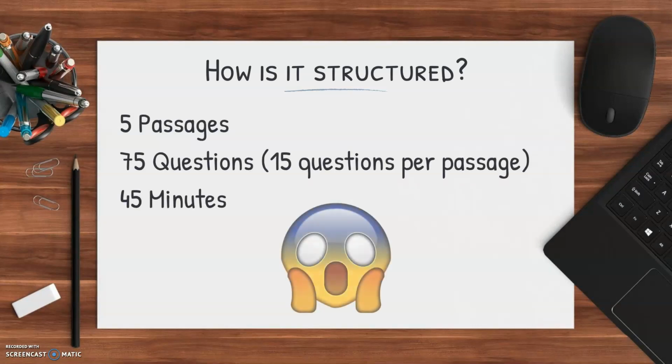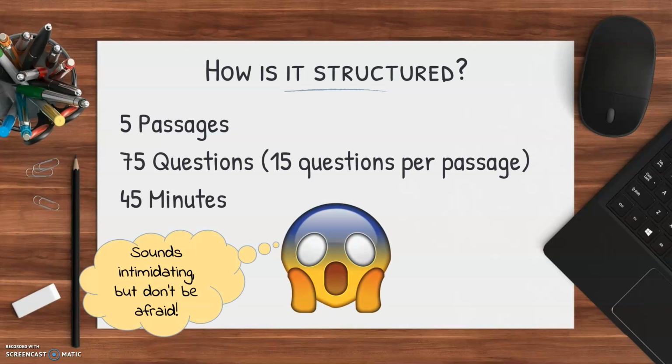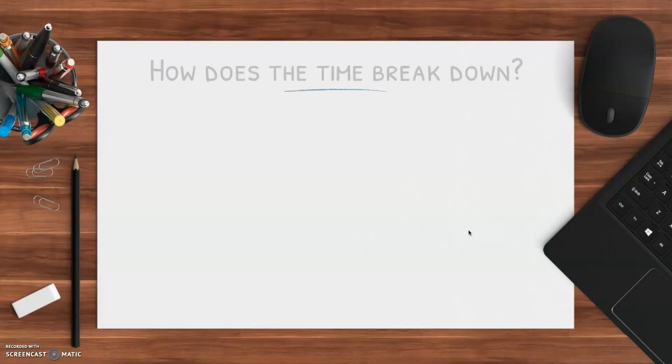So for the English test, we're going to see 5 passages. You'll have 75 questions, which means you have 15 questions per passage, and you have to accomplish all of this in 45 minutes. So, same way you might have felt when you learned about the reading section, this does sound a little bit intimidating. It has more questions than any other section of the ACT, but we're going to figure out exactly how to approach things, and you're going to know exactly what to expect so that this is actually a manageable task for you.